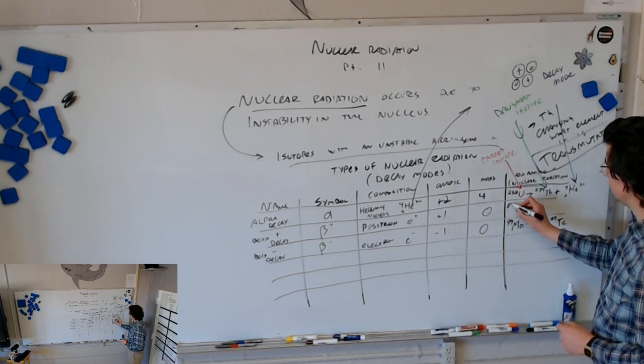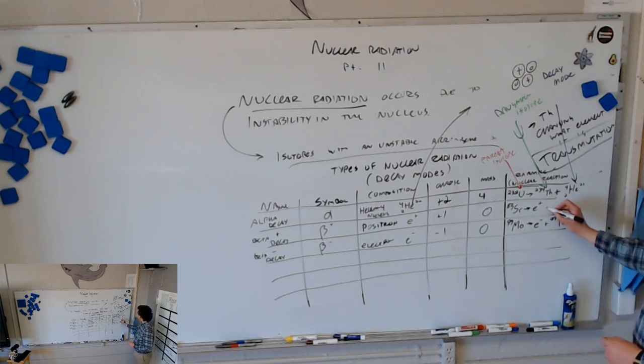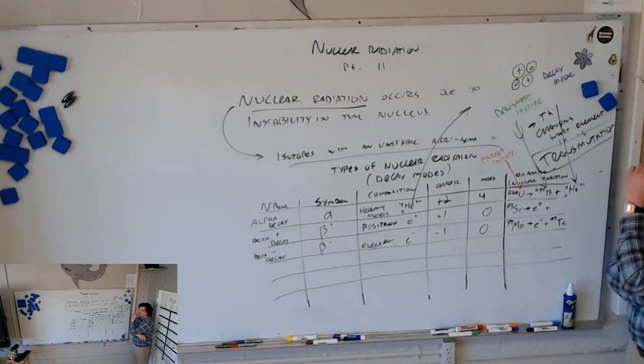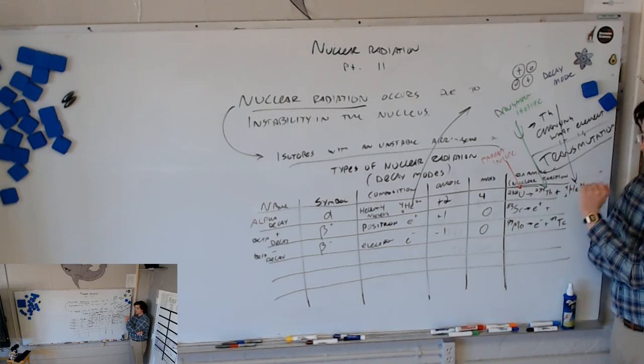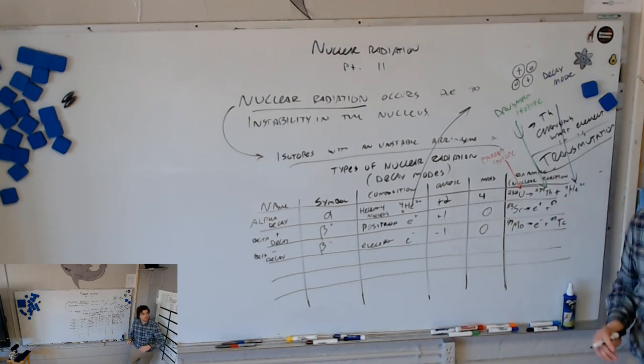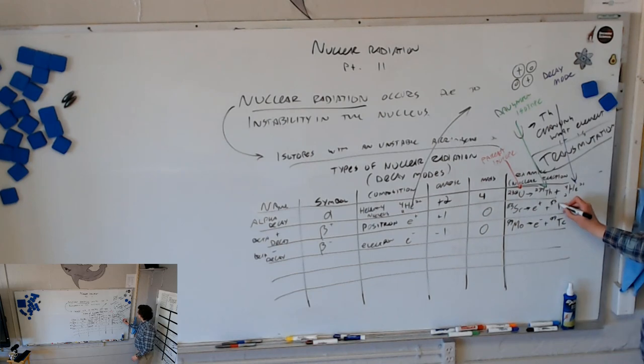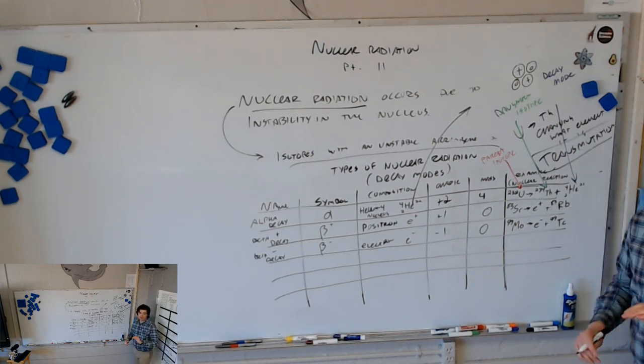Strontium 83 undergoes beta plus to become what? Now think about this logically. How's the mass going to change? No change in mass. So it's still going to be 83, except now, instead of being strontium, it'll be rubidium. So in beta plus, the atomic number goes down.